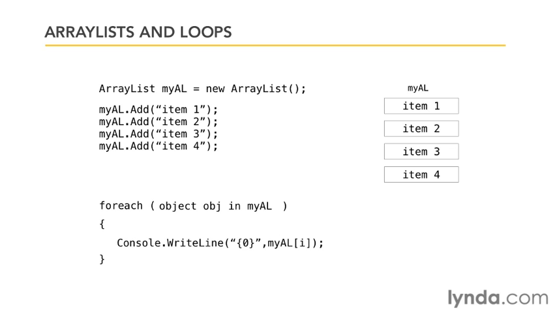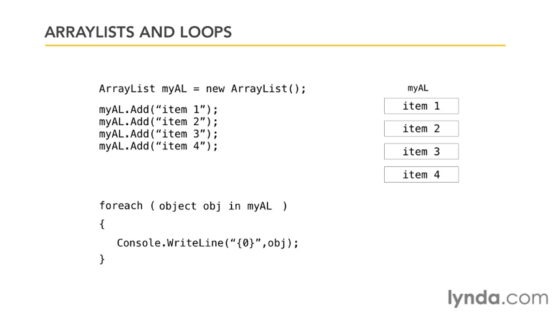So rather than doing the myAL sub i that you see there in the loop, we would change that to Console.WriteLine and then obj, because obj is going to be set to a different object each time through the loop. That's basically how foreach works. It's really nice because there are no loop counters to keep track of. There are no comparisons to make. The foreach construct just knows how to loop over all the elements of a collection and put each into an object variable that you declare here.